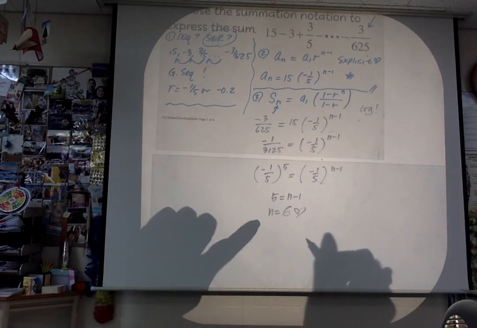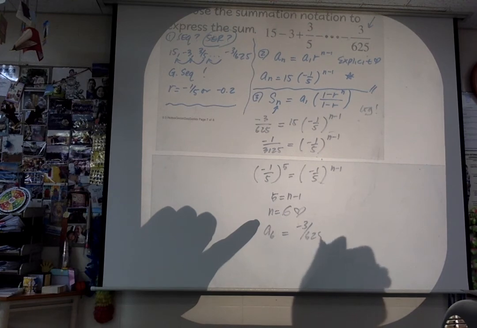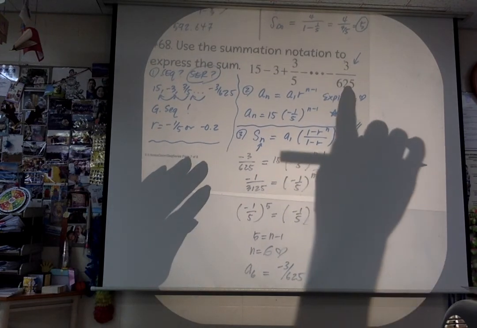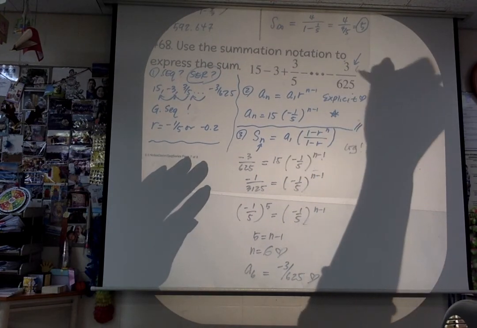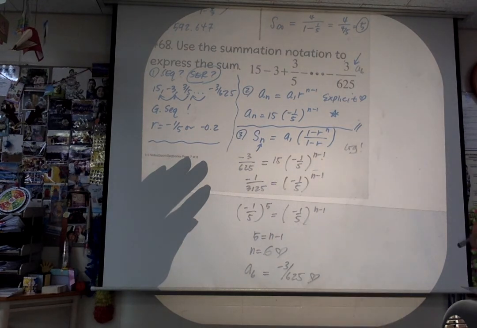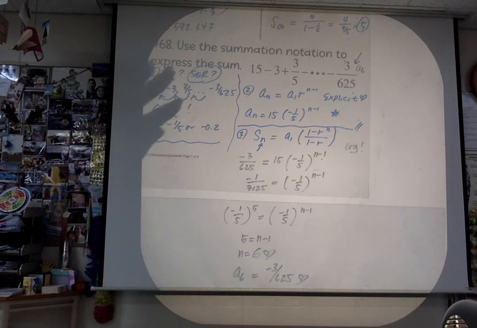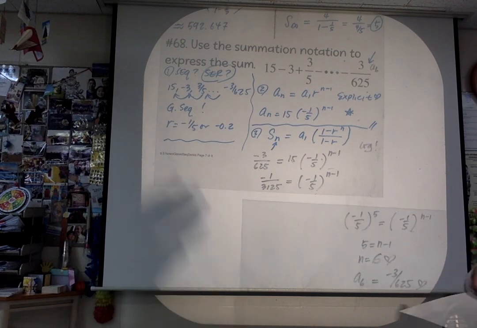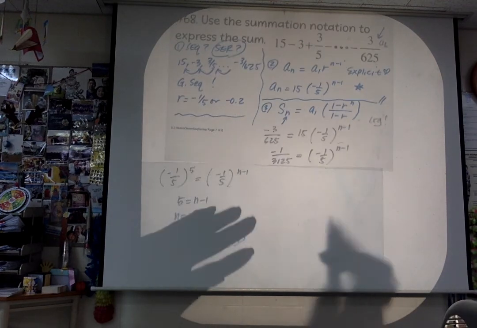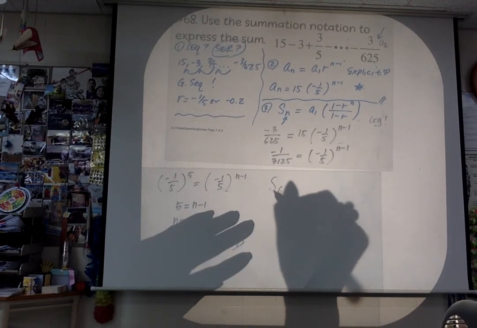Wow! We've now calculated that a sub 6 is actually negative 3 over 625, which was the term that they gave us. This guy is a sub 6. We can conclude that now. Now we know everything we need to know, so I'm going to slide this over. Now let's finish calculating.